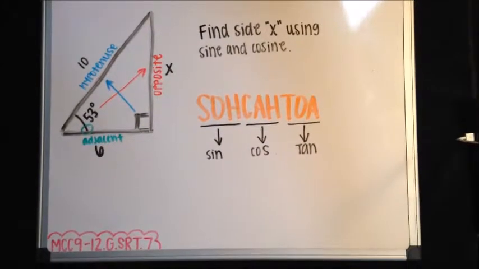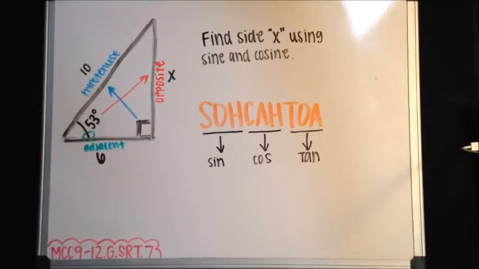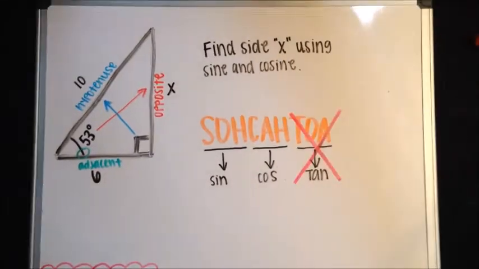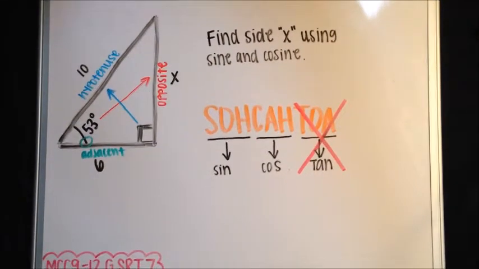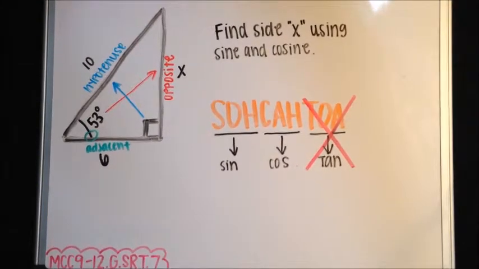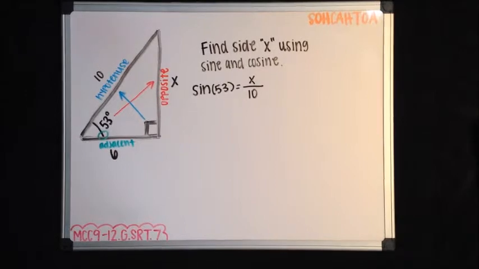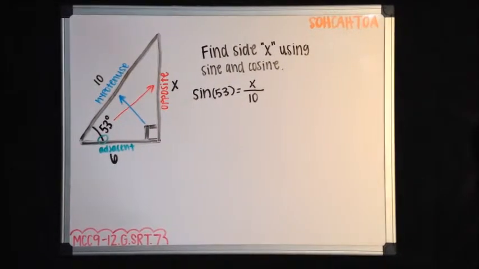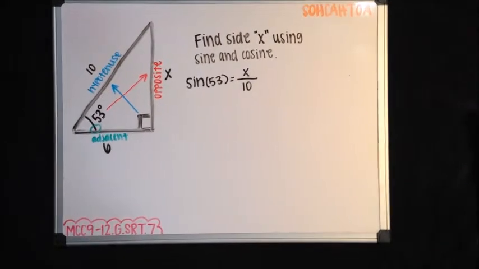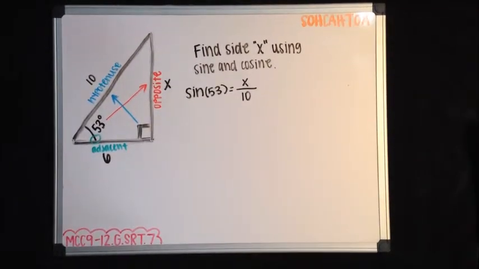Now that the sides of the triangle are labeled, we can now use sine and cosine, and the easiest way to remember their formulas is by using SOHCAHTOA. For this standard, we're just focusing on sine and cosine, so for now we can forget about tangent. Now we can set up sine. We use sine and the angle of 53, since that's the angle we're given, and we use opposite, which is x in this case, over hypotenuse, which is 10, and we know this by using SOHCAHTOA at the top right-hand corner.